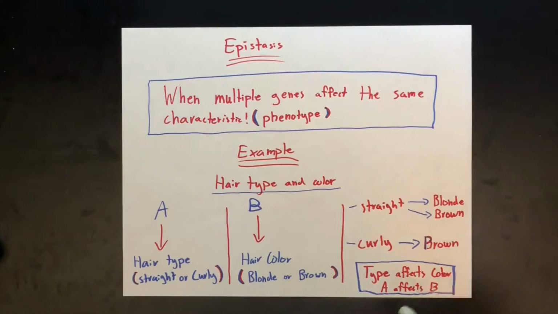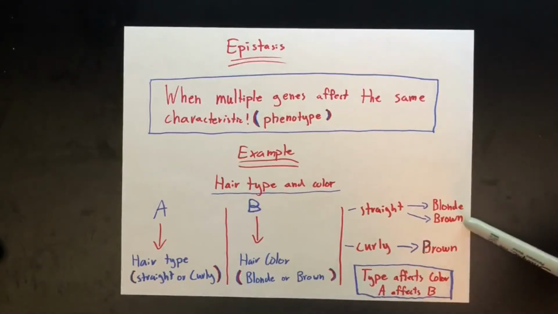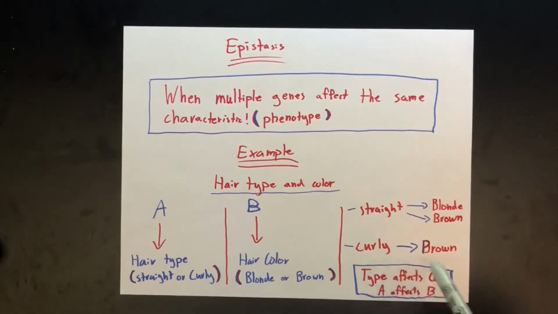So here's where epistasis comes in. If you have straight hair, we'll say that you could have either blonde or brown hair. But if you have curly hair, you must have brown hair. It's impossible to have curly and blonde hair. So in this case, the hair type affects the hair color, and the two genes work together to control what a person's hair would look like.